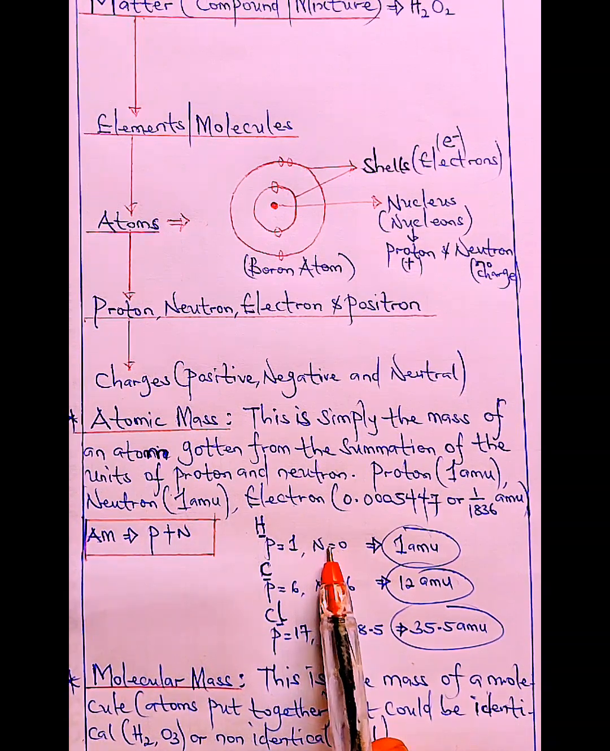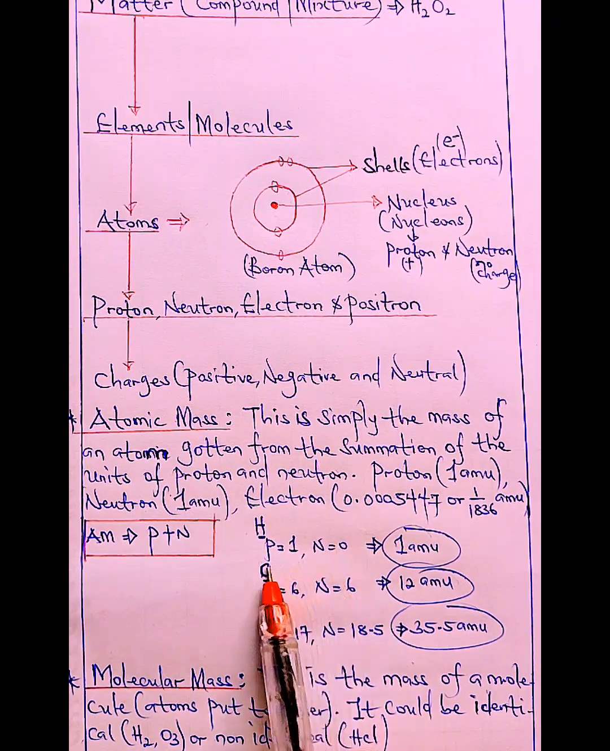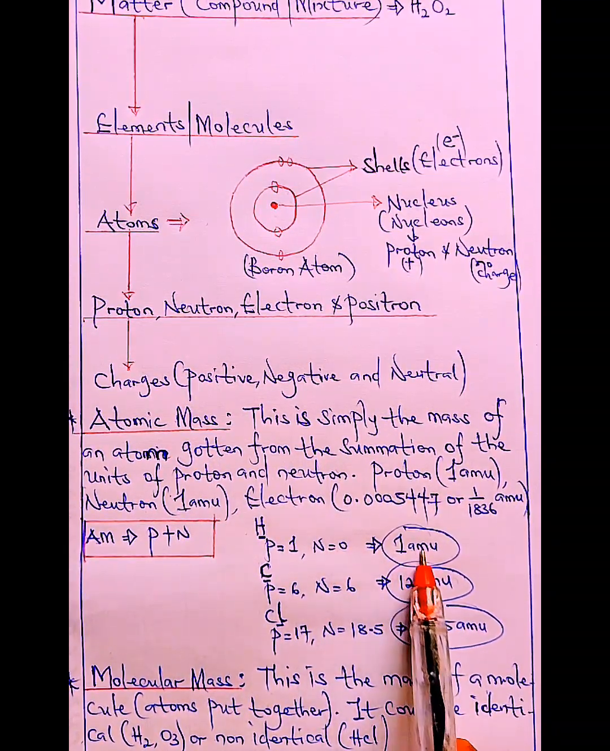When we talk about hydrogen, it is called protium. That is the first ever element that we have. It has just 1 proton and no neutron. So hydrogen has 1 atomic mass unit.